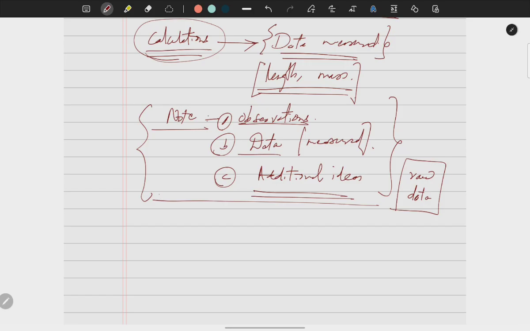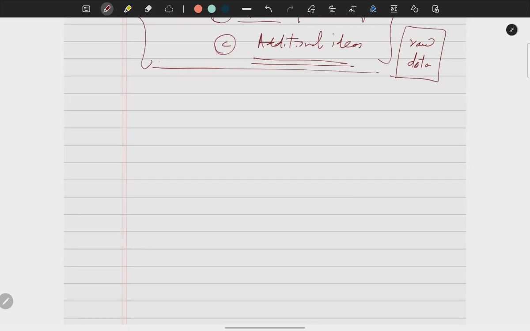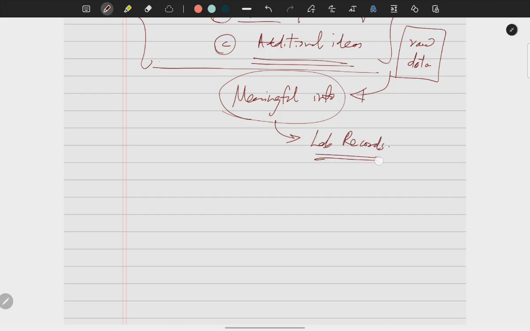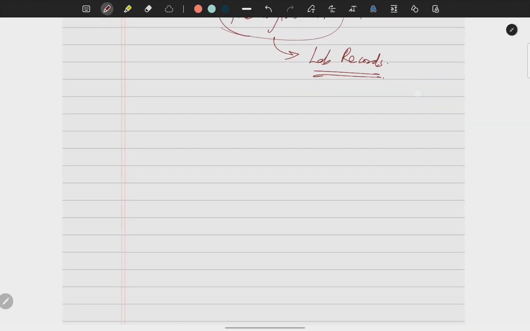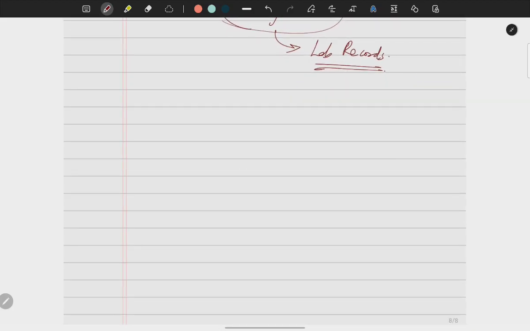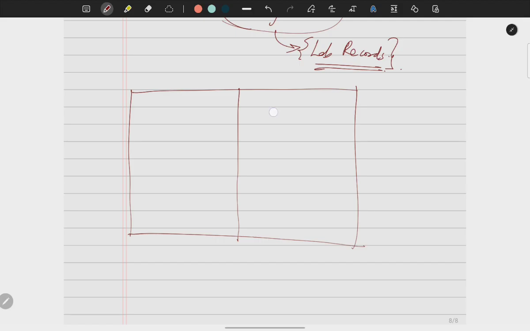Once you get home, you have to process this raw data into meaningful information. This meaningful information is what we call the lab record. Today we will see how to maintain a lab record. In the case of physics, the lab record has two parts. This is an entire section of the lab record: this will be the right section, and this will be the left section.